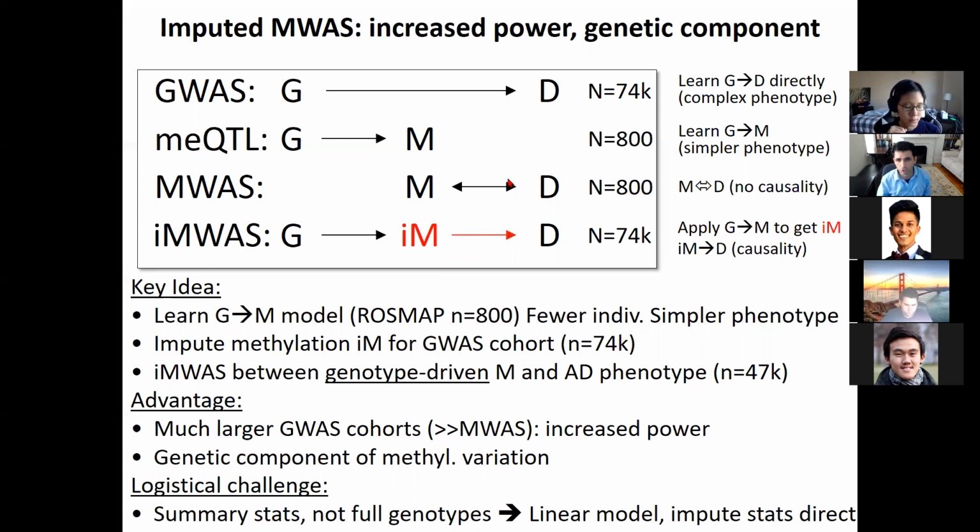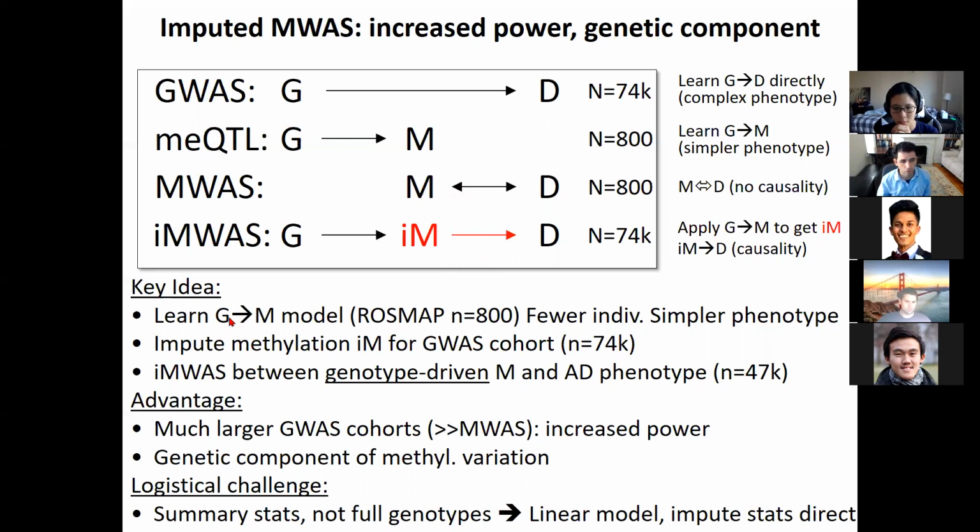One of the things you could do is look at the discrepancy between this bidirectional arrow and this unidirectional arrow in order to find DNA methylation regions that are influenced by the disease, where the arrow is in fact flowing the other way rather than this way.